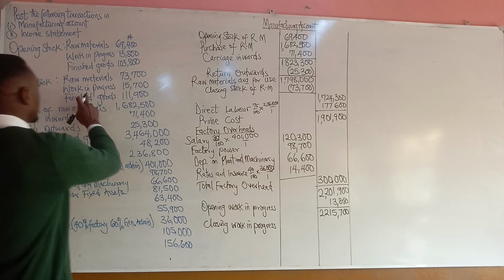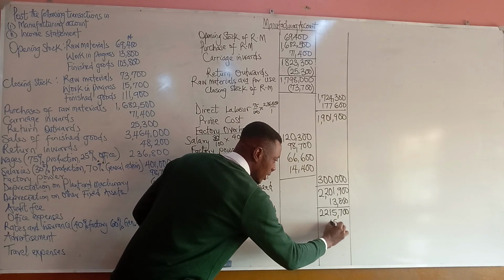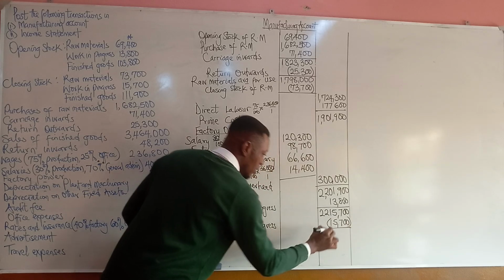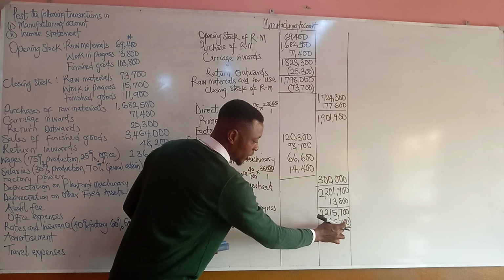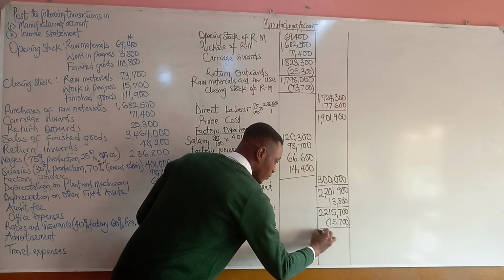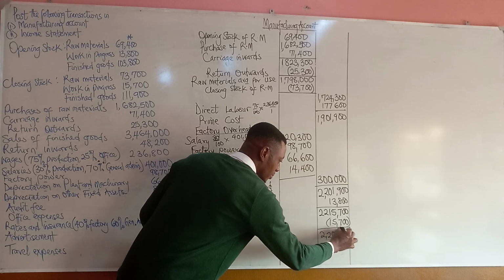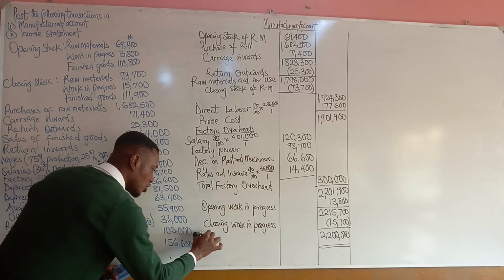My closing work in progress is what? 15,700. Subtract. If I subtract that, it will give me 2,200,000, because this nullifies this 15,700. So this will give me 2,200,000. Now, this becomes what? My production cost.